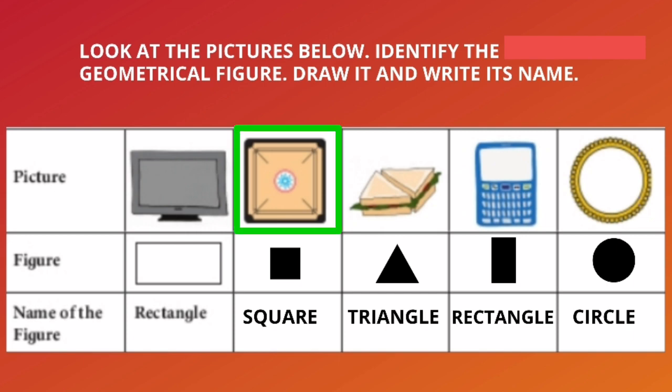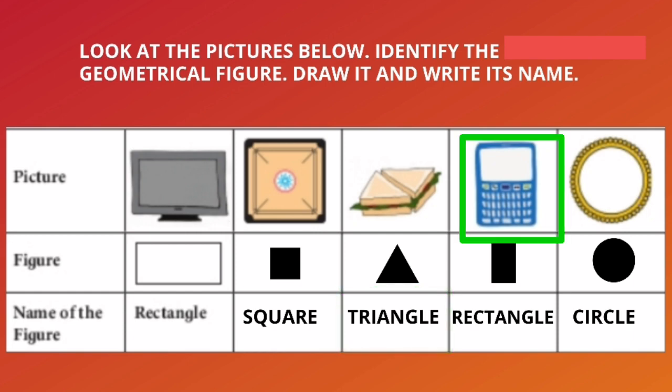Now, see the next picture. It is a carom board. The carom board has a square shape. So, you all are going to draw a square over here, and you will write the name of the figure as square. The next is a sandwich. It has a triangle shape. So you all will draw a triangle over here and write the name as triangle.